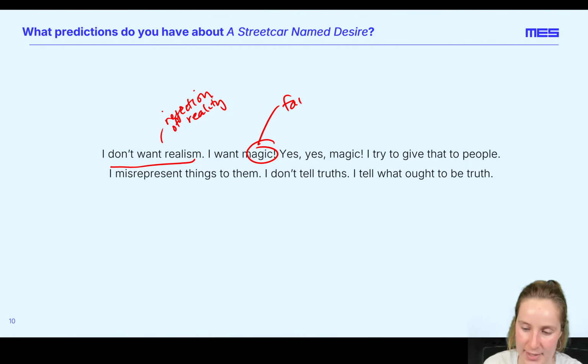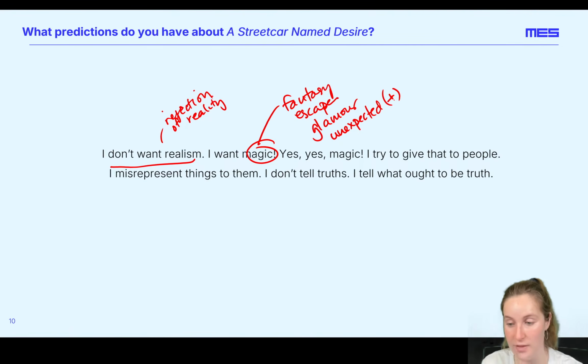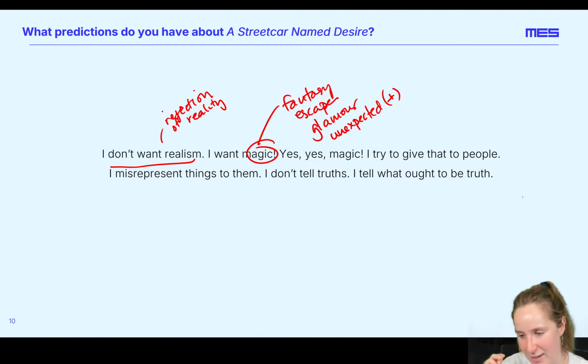What is magic? Magic is fantasy, is escape, is excitement, is glamour, is the unlikely, the unexpected, particularly in a positive way rather than a negative way of the horror of. And this, I try to give that to people. I misrepresent that. So that immediately becomes a little bit trickier, right? I try to give that to people. That means passing on this magic rather than realism. So this idea of transaction then, of inheritance, of communication.